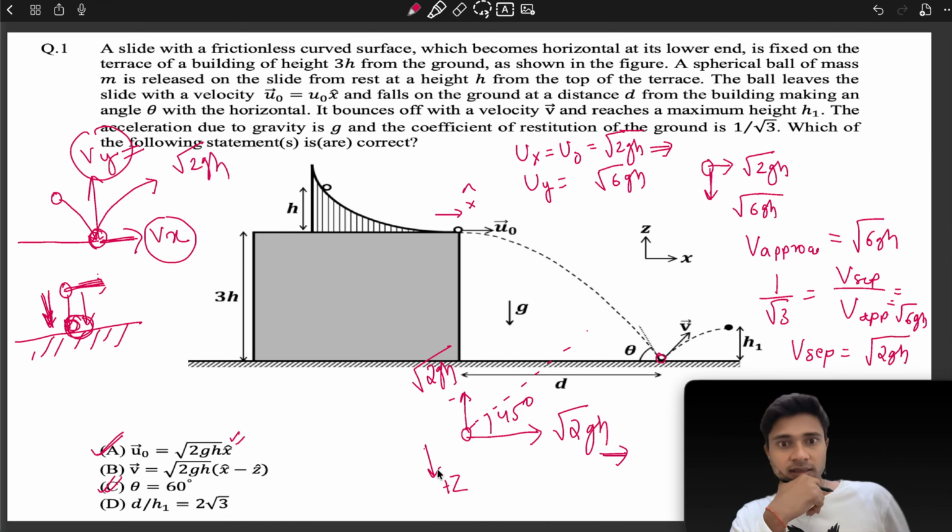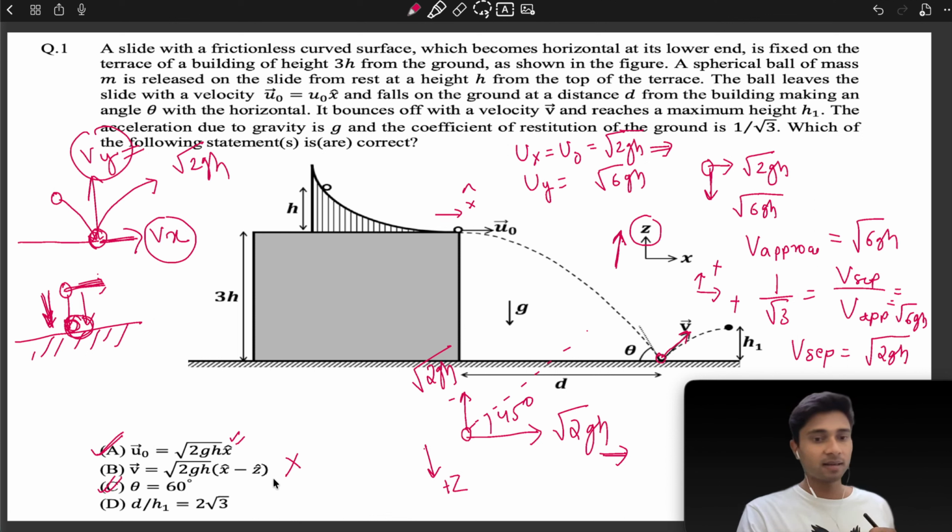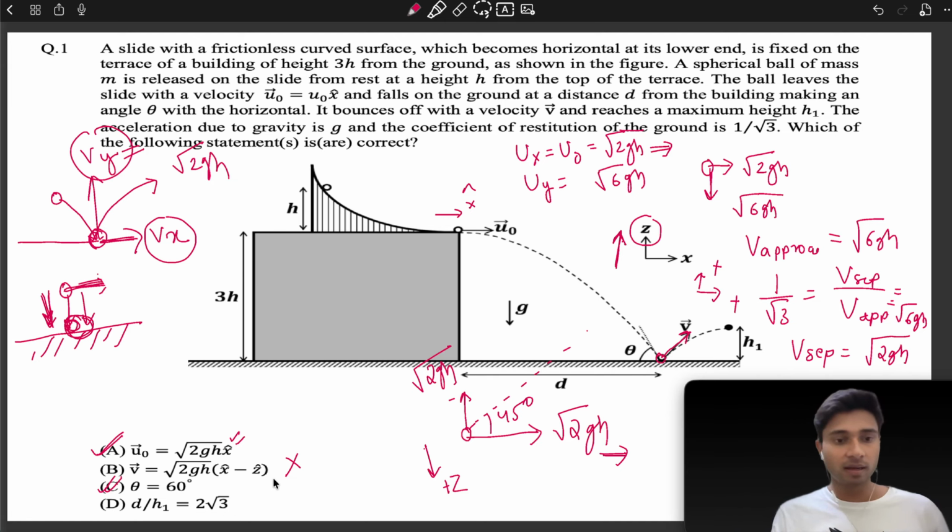Is it written somewhere? How can I say this is positive or negative? Where is z? Okay, right. So z is in this direction, and positive is this. What was v? v was the velocity post collision, and the velocity has two components, one positive x, one positive z. So both are positive, and here one is negative. So option B is incorrect. It should be x cap plus z cap.